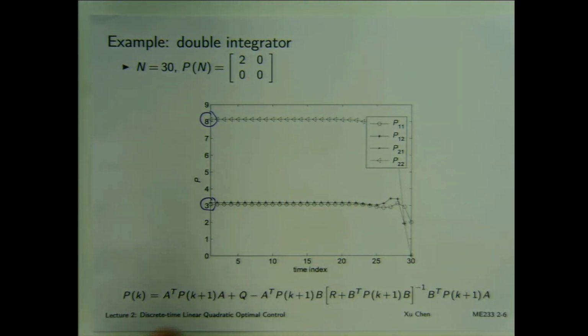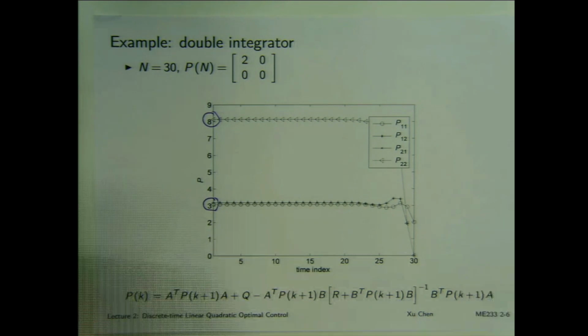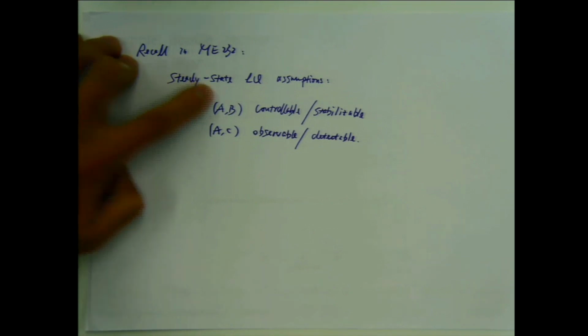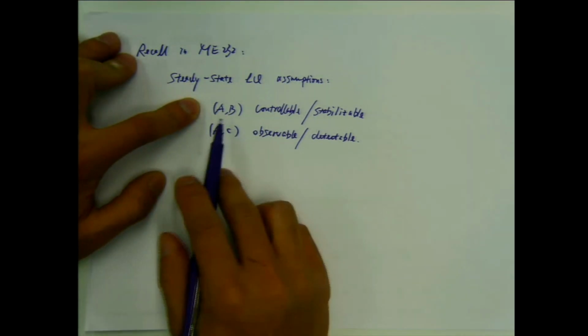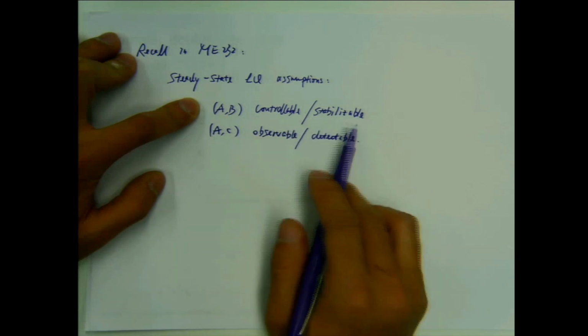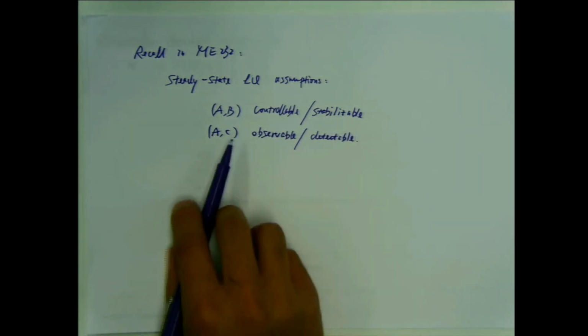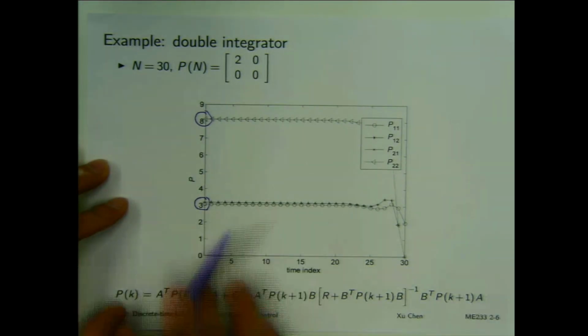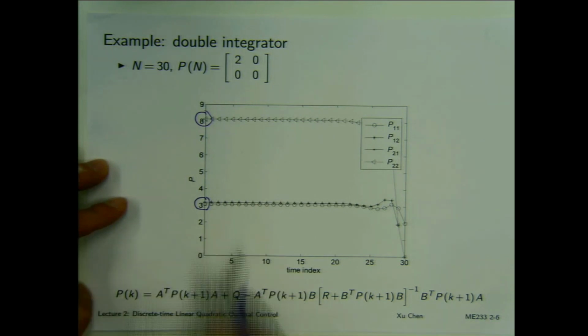Someone said stability. That's closer, but not a perfect answer. Any other? Controllability. Any other guesses? Yes, that's controllability. If you review ME232, these are the assumptions for a steady state LQ problem to exist: the A-B pair has to be controllable or stabilizable, and the A-C pair has to be observable or detectable. The controllability is for this one to converge. The observability condition is for something else.